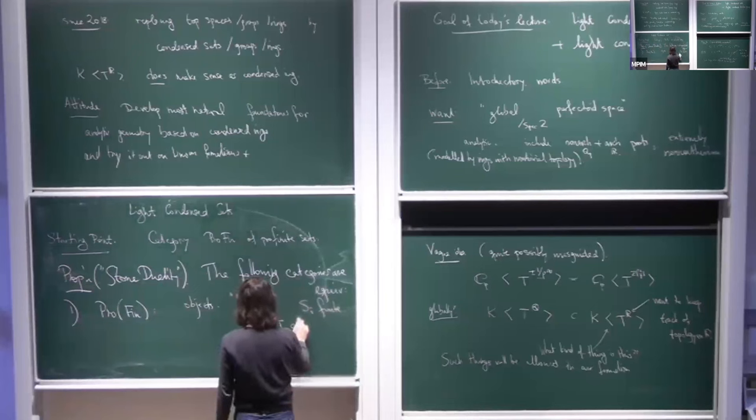So this is to be contrasted with the following. In general, there exists some U open in a profinite set that is not a disjoint union of profinite sets. And one way in which this could fail is if you had, for example, higher sheaf cohomology.